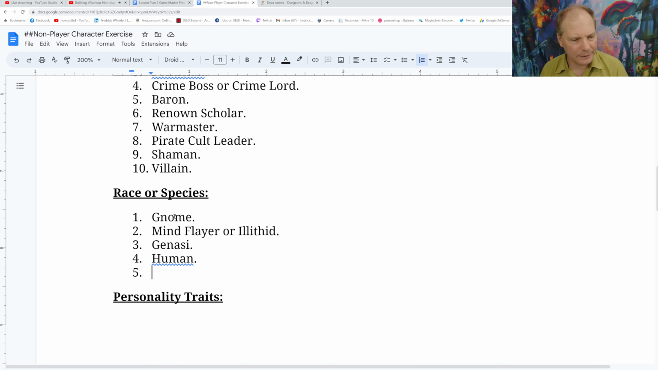What do they look like? Since we're not getting very much out of people in terms of race and species, let's go with Yuan-ti, Buried Axe Blade. I'll put that down in a second. Hashtag. What does the villain look like?